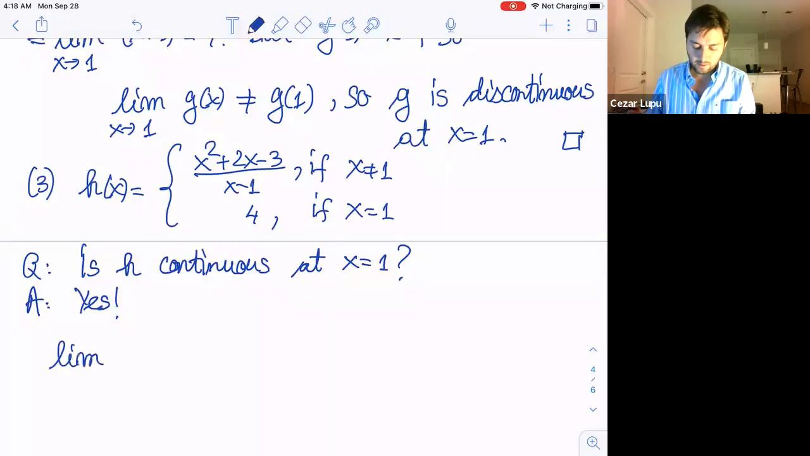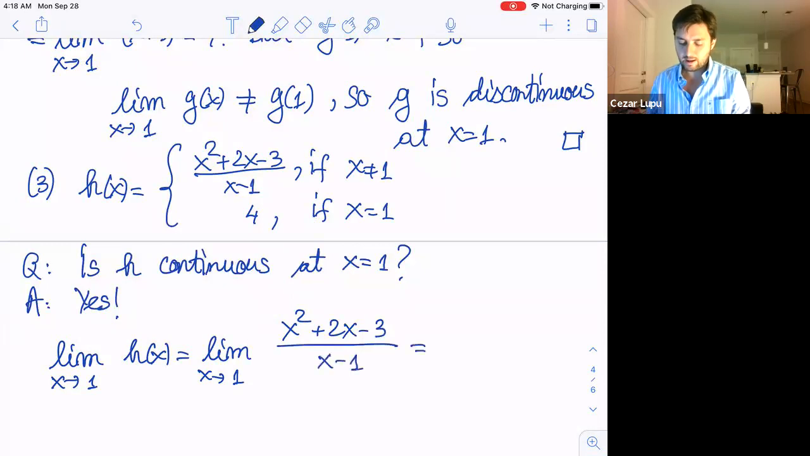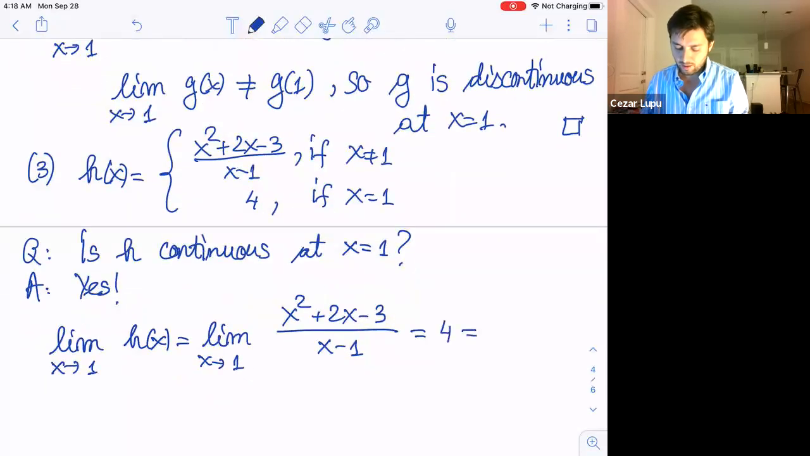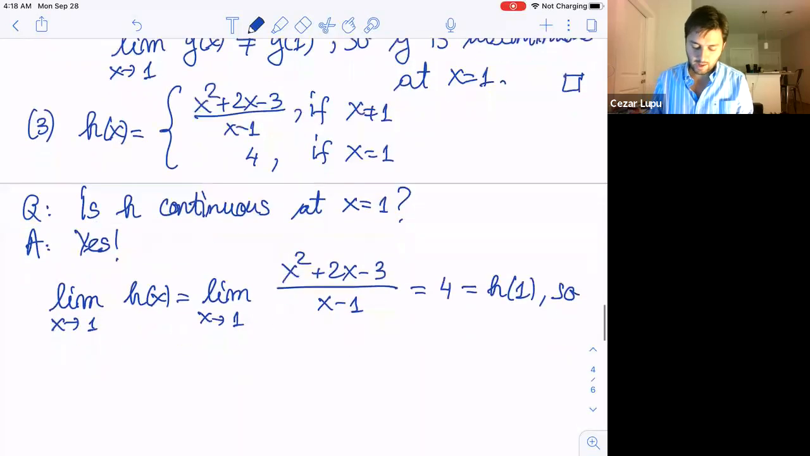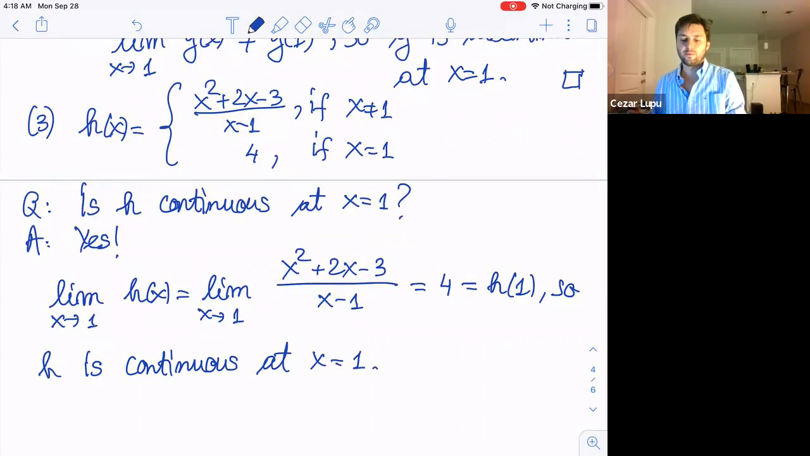Well, the limit as x approaches 1 of h of x is the limit as x approaches 1 of x squared plus 2x minus 3, everything over x minus 1. This we computed previously, right? Look here, it was 4, but this 4 is also h of 1. So this implies that h is continuous at x equals 1. So finally, we have continuity. All right.